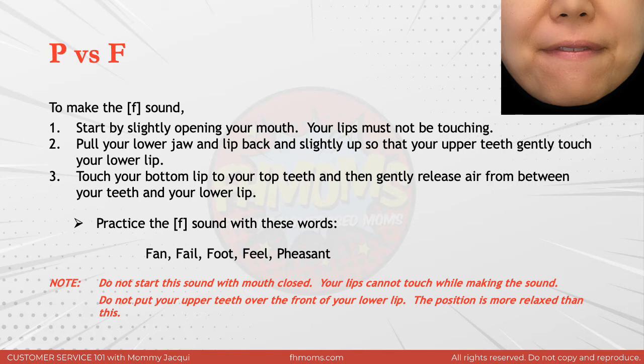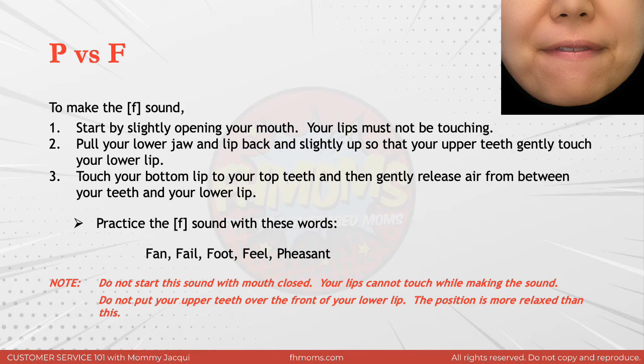Touch your bottom lip to your top teeth and then gently release air from between your teeth and your lower lip. So you say, "f." Now, please take note of this. Do not start this sound with your mouth closed. Your lips cannot touch while making the sound.